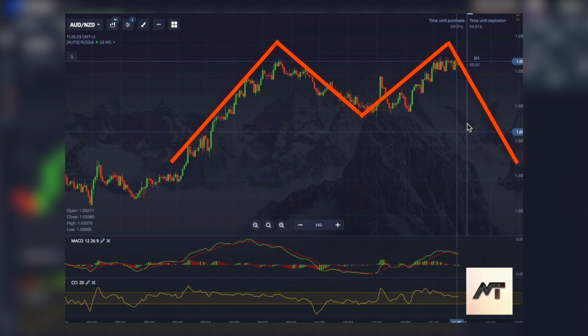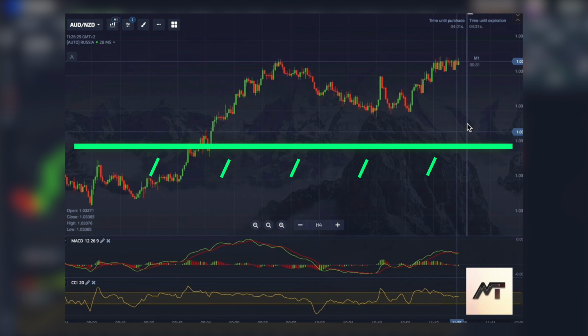First, we see the double top pattern right away, and that means that the market should be heading down towards at least this level of support.